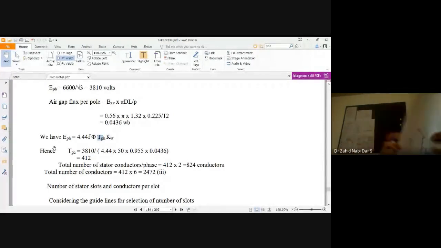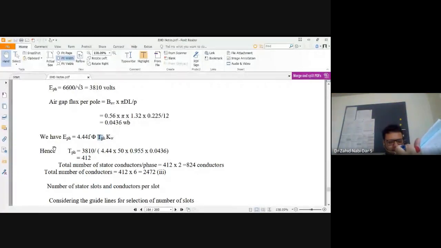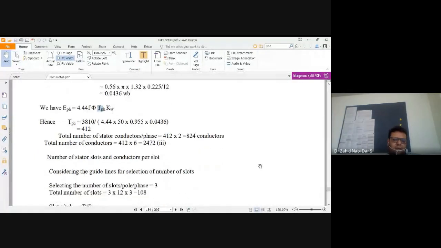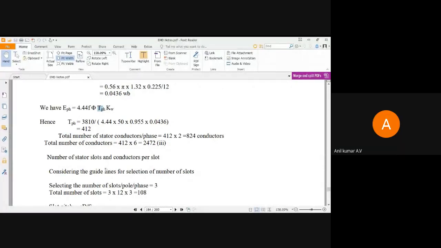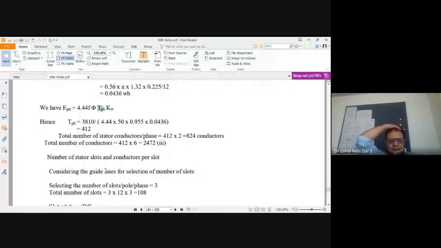Now this is for a single phase system. For a three phase conductor, you have to multiply it by 3. So same thing here. The total number of stator conductors per phase is 412 into 2, so you get 824 conductors. Now for three phase, it is 412 into 6. That comes around 2472.